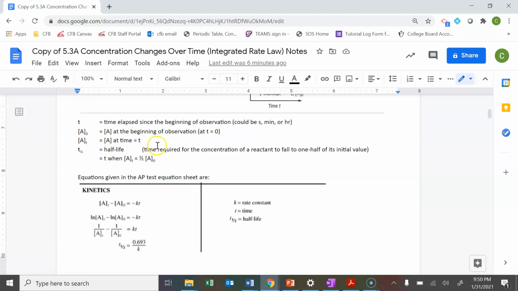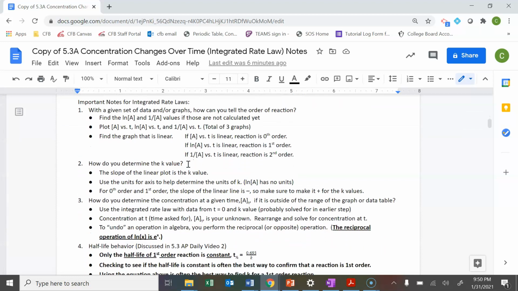Half-life, T1/2. This is important. T1/2, that's the time required for the concentration of the reactant to fall to 1/2 of its initial value. It's the time it takes for the concentration to be half of the original concentration. So some important notes when you're solving problems, when you're watching these videos and trying the practice problems, and then when you do the practice, which is practice FRQs from previous AP exams.